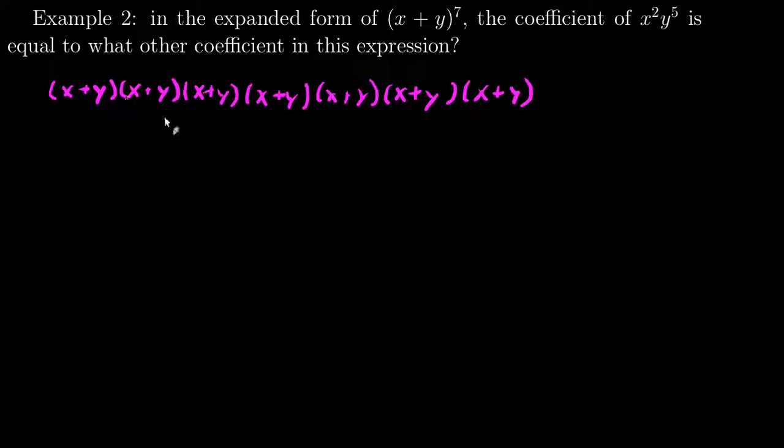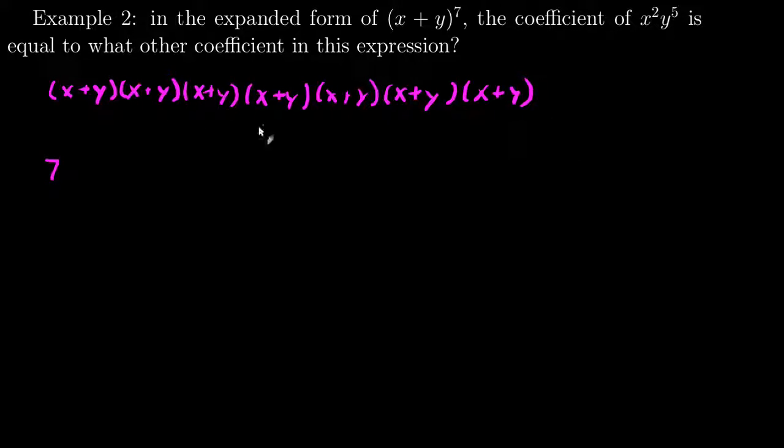If all of them are x's when I'm multiplying, then they'll give me x to the 7th, and there'll only be one way to get that. When I have 3 of them x's and 4 of them y's, that's where I'll get x cubed y to the 4th. And notice, I can't have 3 x's and 3 y's because I need to have all 7 of them accounted for.